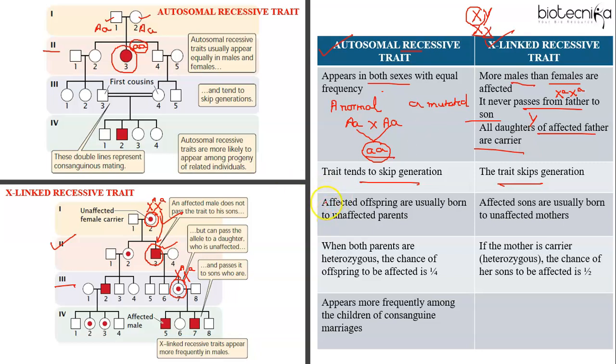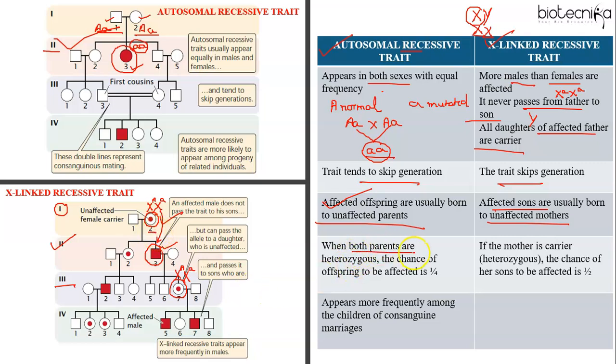So for autosomal recessive trait, affected offspring are usually born to unaffected parents, as you can see here. If you see the first generation, both parent 1 and 2 are unaffected, but offspring 3 is affected. However, for X-linked recessive trait, affected sons are usually born to unaffected mothers, as we can see in the first generation and the second parent.